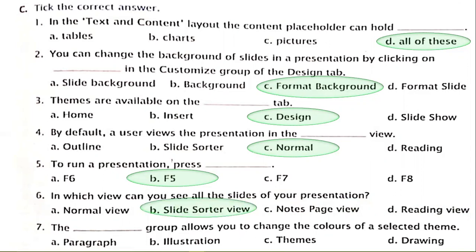Seventh, the variants group allows you to change the colors of a selected theme. Now for changing the color of a selected theme, we need to go in the variants group of the design tab. So after selecting the theme, we can go there in the variants group of the design tab, and then we can change the color of our theme.